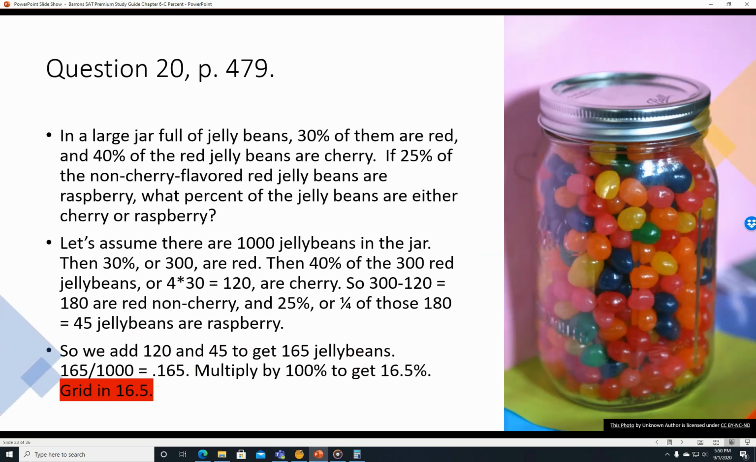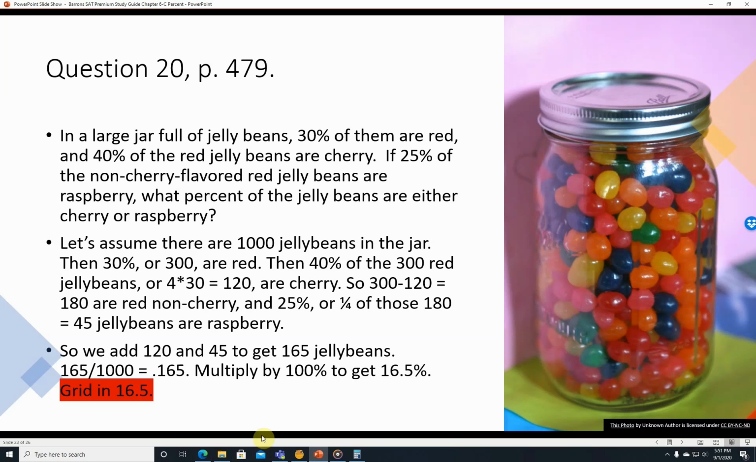All right. Question 20. In a large jar full of jelly beans, 30% of them are red and 40% of the red jelly beans are cherry. If 25% of the non-cherry flavored red jelly beans are raspberry, what percentage of the jelly beans are either cherry or raspberry? So let's assume that there are 1,000 jelly beans in the jar. Since we're probably going to have fractions of a percent here because we're taking percentages of percentages, it's a good idea to use 1,000 instead of 100 or something like that.